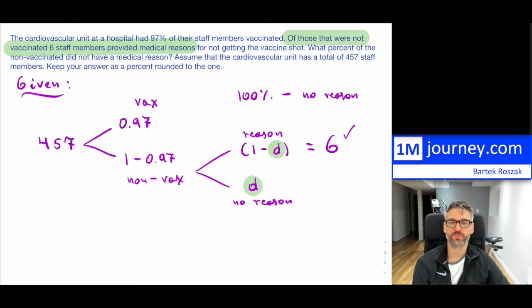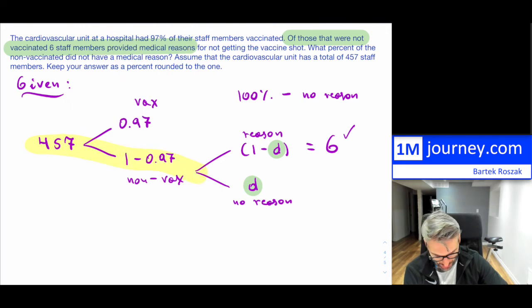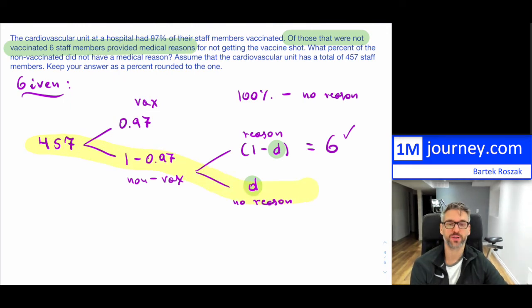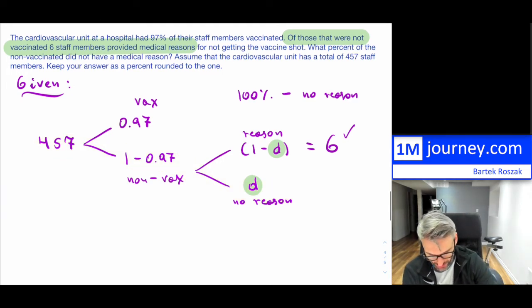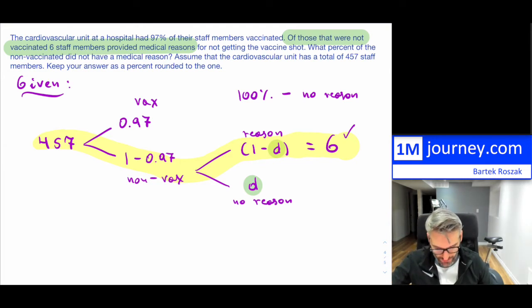Now, once I have this branching set up, from here I still have to solve for my D. Notice I can't go in this direction. I'm not going to be able to look for the ones that had no reason because I don't actually know how many of them I had. However, what I can do is go in this direction. I know exactly how many had a reason, and if I set this up, I can still solve for that D. And that D is going to be the percent of the ones that did not have a reason. So let's take a look.